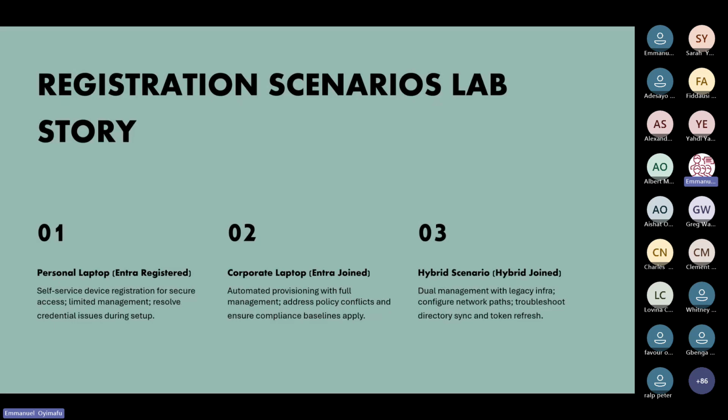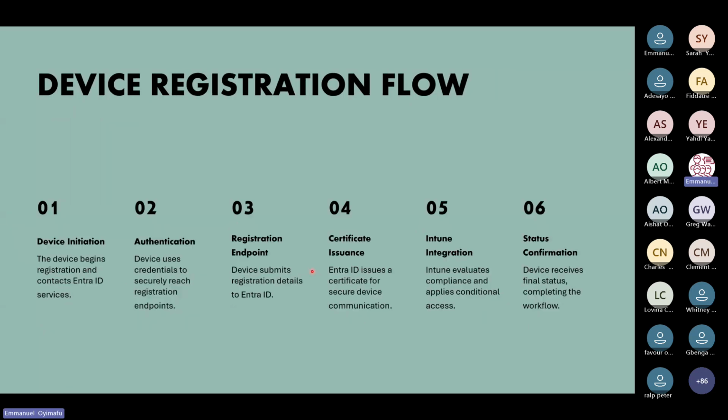So let me see. Okay, before I go to the lab, those are the things we'll cover. The device registration flow, we are going to understand all this: how the device initiation works, how the authentication works, how the endpoint registration works, how certificate issuance works, because once you join any device to Entra ID, a certificate is installed on that device. And the device is also integrated with Intune.